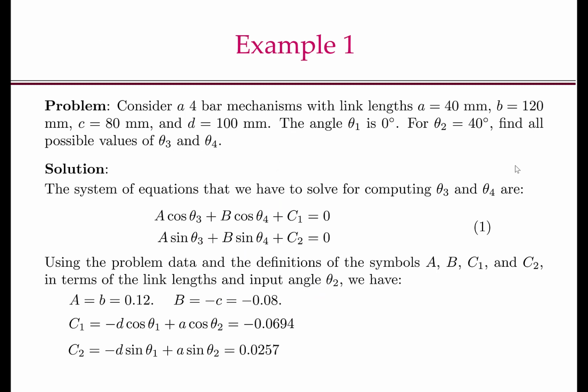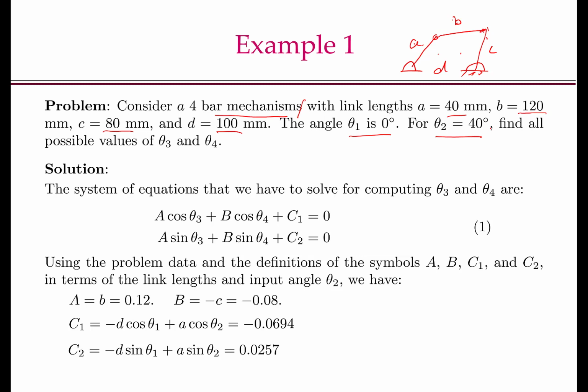Now let us go through an example. Consider a 4-bar mechanism with link lengths 40 mm, 120 mm, 80 mm and 100 mm. Recall the notation. D is my fixed link, A is my input link, B is my coupler, and C is the length of the output link. The angle theta 1 is 0 degrees, the angle theta 2 is 40 degrees, and we have to find all possible values of theta 3 and theta 4.